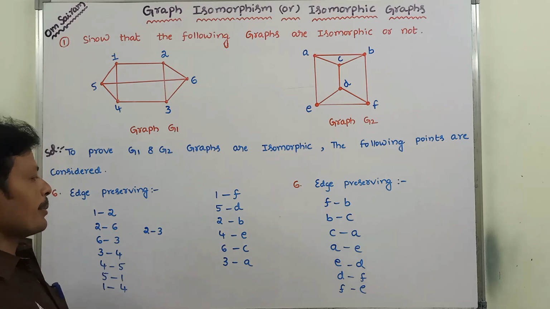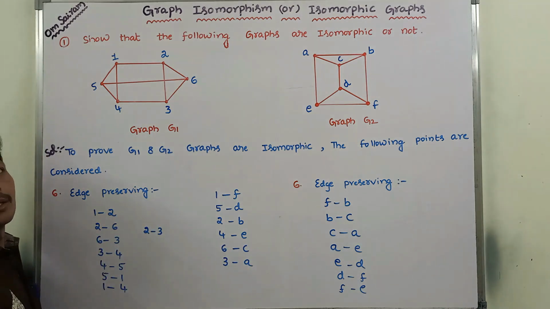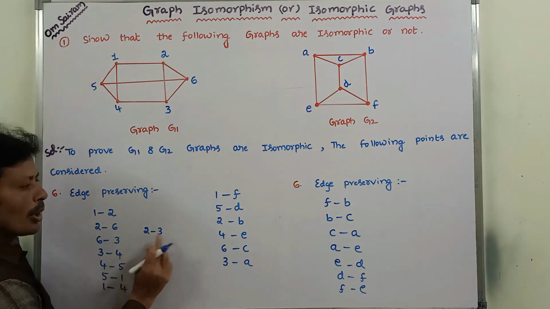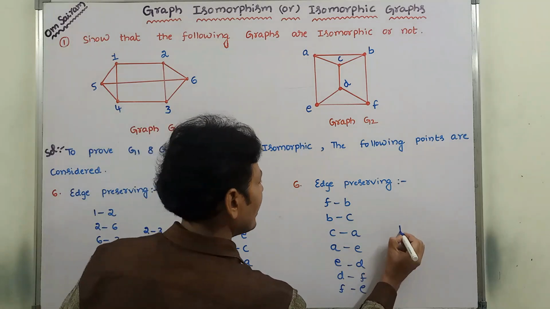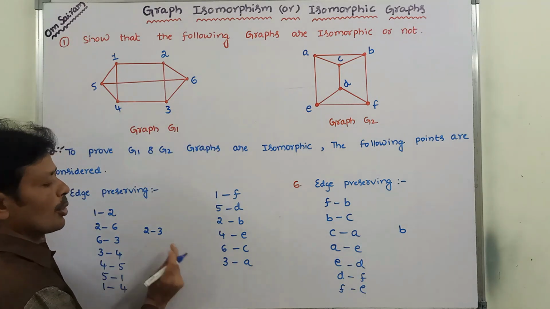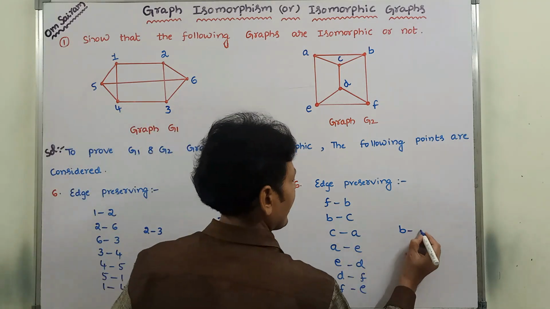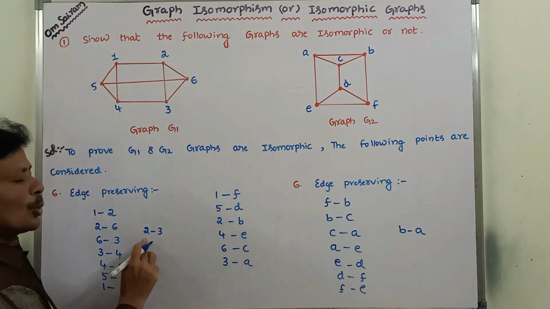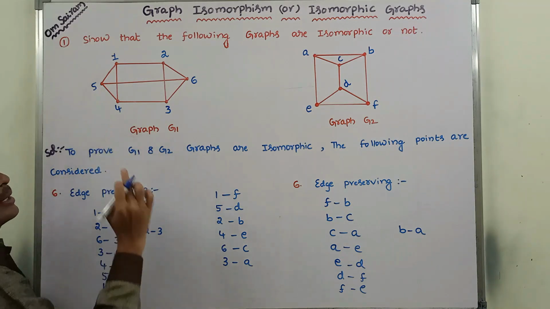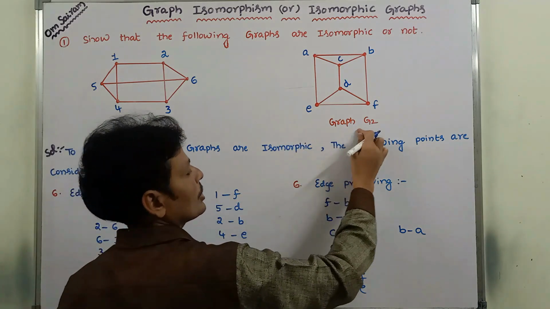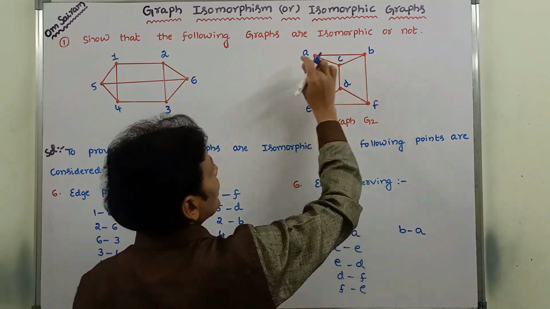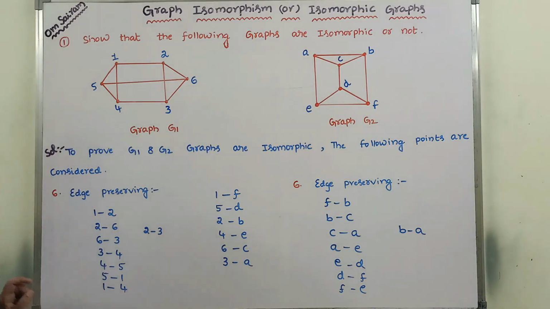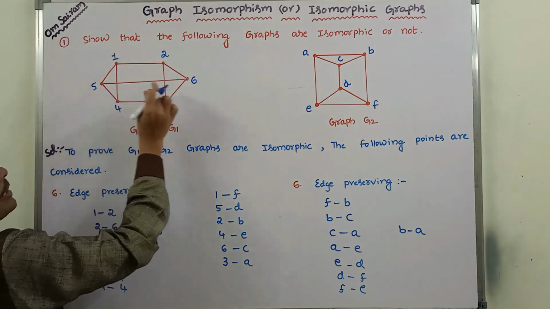What is the corresponding edge in G2? 2 corresponding vertex is B. 3 corresponding vertex is A. So 2 to 3 edge in G1, the corresponding edge in G2 is B to A. Next one is 5 to 6.